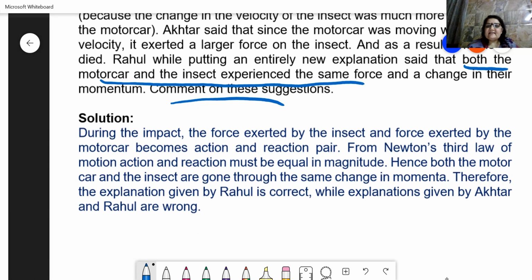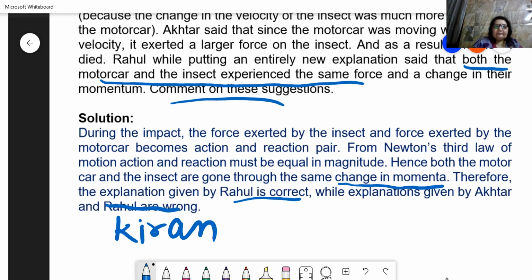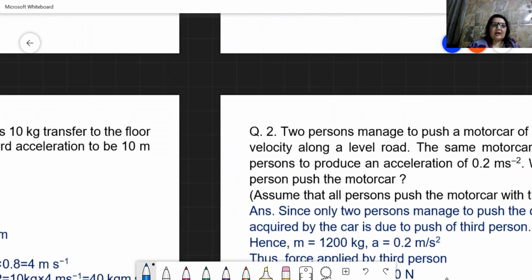According to all the explanations, you can see what we have done in this chapter. According to Newton's third law, action and reaction are equal and opposite in magnitude, and both the motor car and the insect undergo the same change in momentum. So I think you must have understood now that Rahul is correct. Akhtar and Kiran are both wrong. Only Rahul gave the right form of answer. Kiran also gave a wrong calculation and a wrong answer.